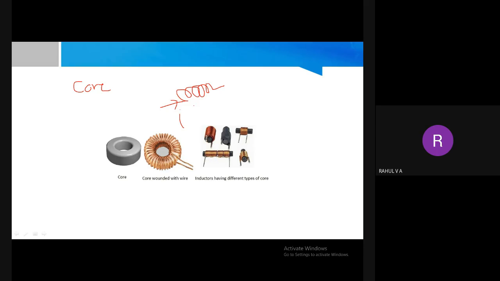So in order to improve the efficiency, we can use some component called core. To make this work a little better, we can use a core. There are iron core and ferrite core, two types of material. So what will be done is we will be winding the coil on this core. We wind the coil on top of it.